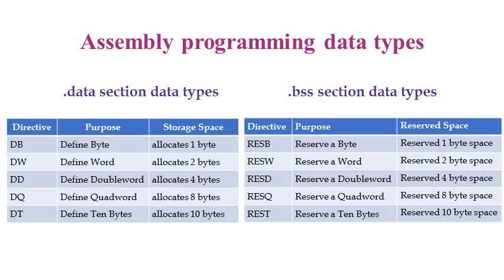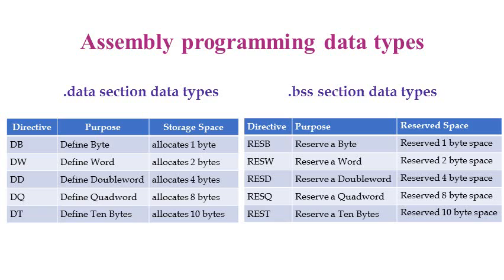Now first, see the data types which are used in assembly programming. In assembly programming, we have two sections, that is data section and BSS section. In the data section, we have to declare constants, and in the BSS section, we have to declare variables. The data types used in both sections are different, which are listed as shown in the tables. We'll see first the data types used in the data section.